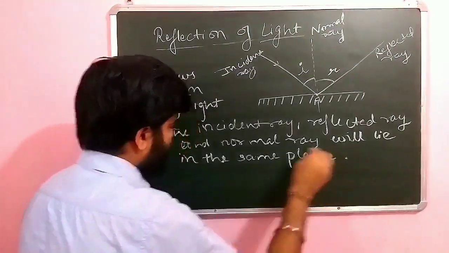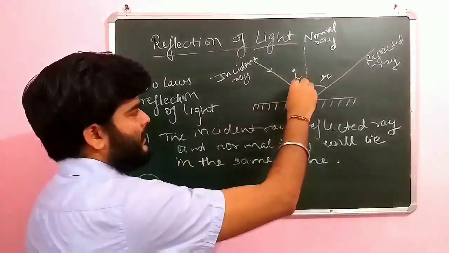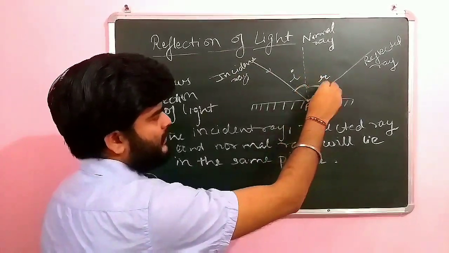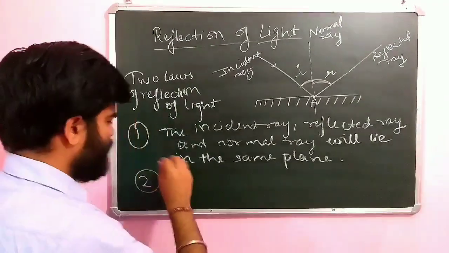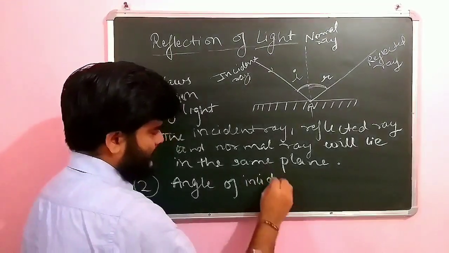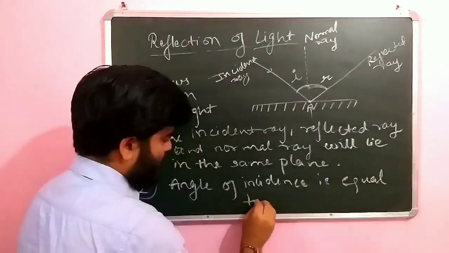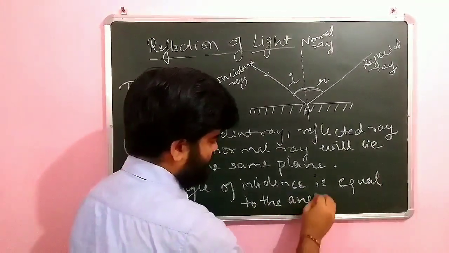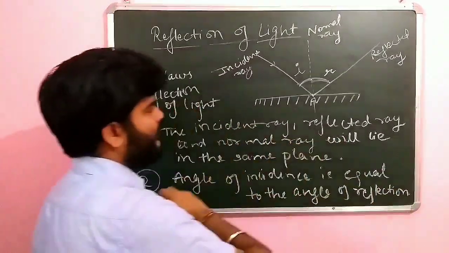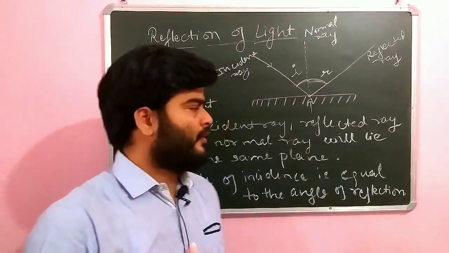And the second law of reflection, which is applicable to all reflecting surfaces, is that whatever the angle of incidence is, it must be equal to the angle of reflection. So the angle of incidence is equal to the angle of reflection. So these are the two laws of reflection which we should know if we want to study further.